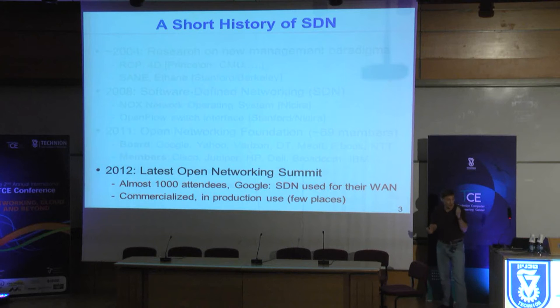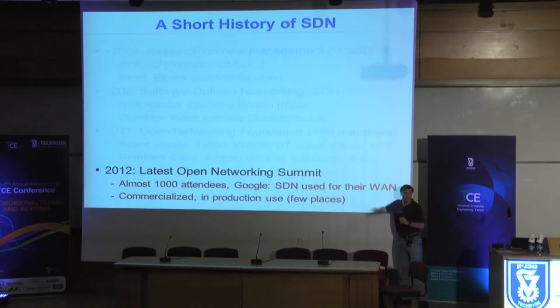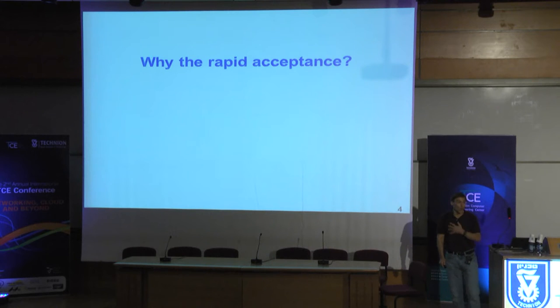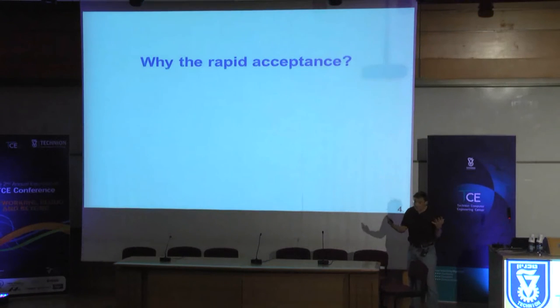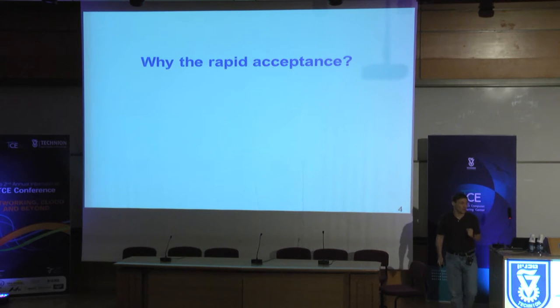So SDN is now commercial. It is in production use. It's not widely in production use. Google's way ahead of most places. But the question that you ought to be asking yourself now is, why the rapid acceptance? New networking technologies like this take forever. IPv6? So why this? It must be answering some important question. So what is that question?